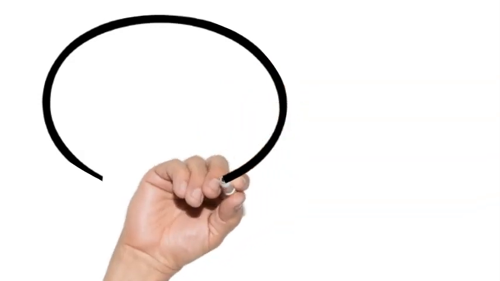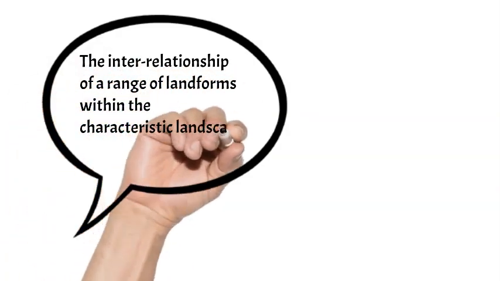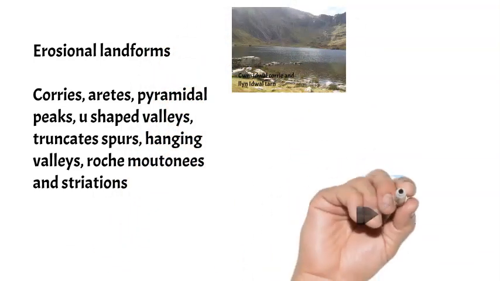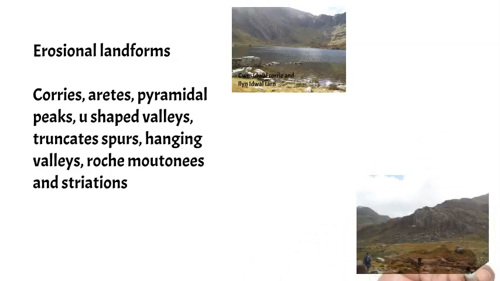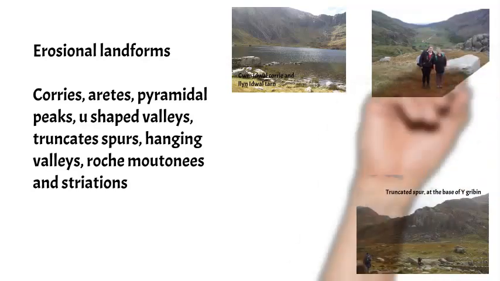Point 2. We're going to look at some of the landforms. We want to know the interrelationship of a range of landforms within this landscape system. There are erosional landforms. Here we have Gwynidwell, a corrie, and a tarn. We have a truncated spur at the base of the Cribin.